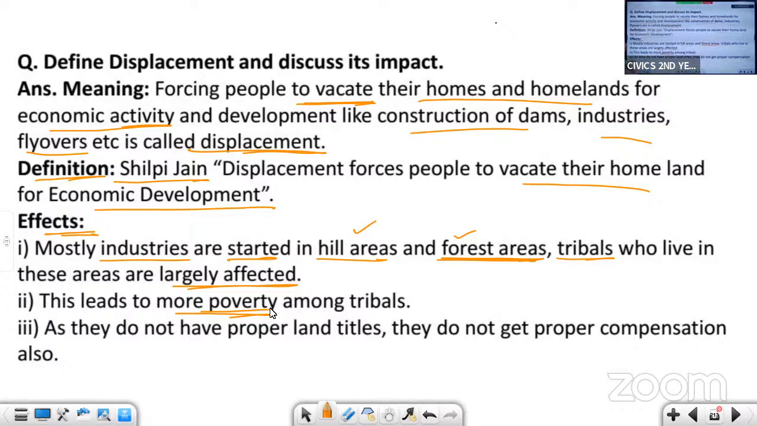And mostly what happens, when these tribal people are moved, it is not their own land. They don't have titles or documents of the land. So the compensation which they get is also not very good. When the government is taking away the land for the sake of development, for construction of dams or building an industry, it is taking the land from tribes that don't have proper documents of that land.